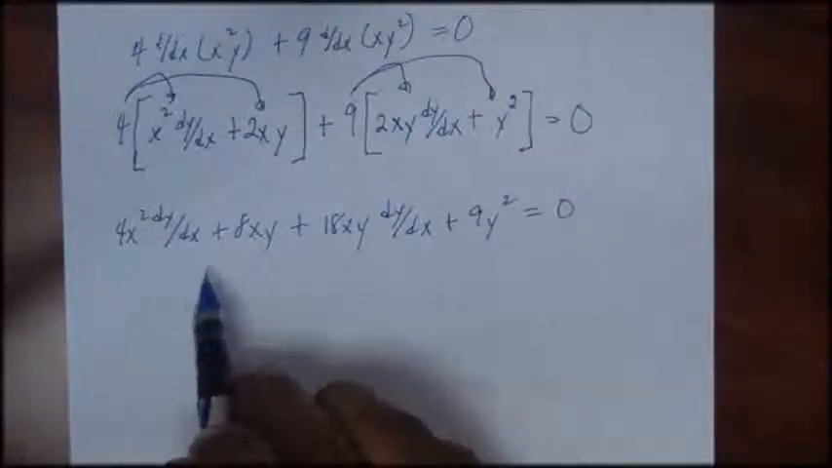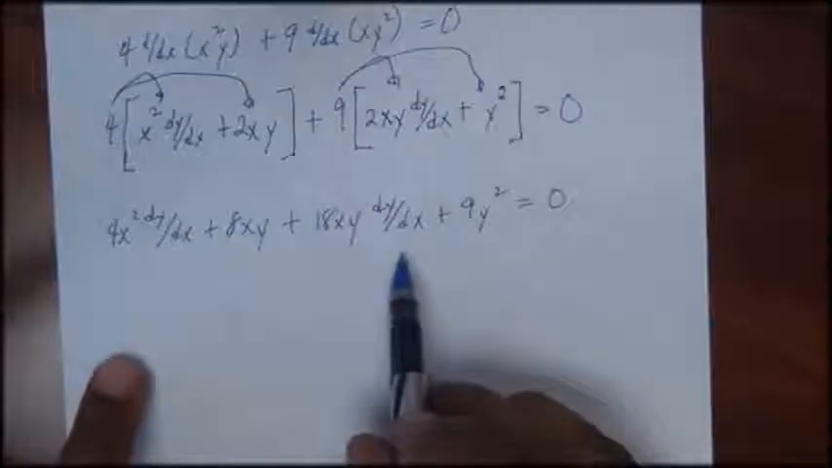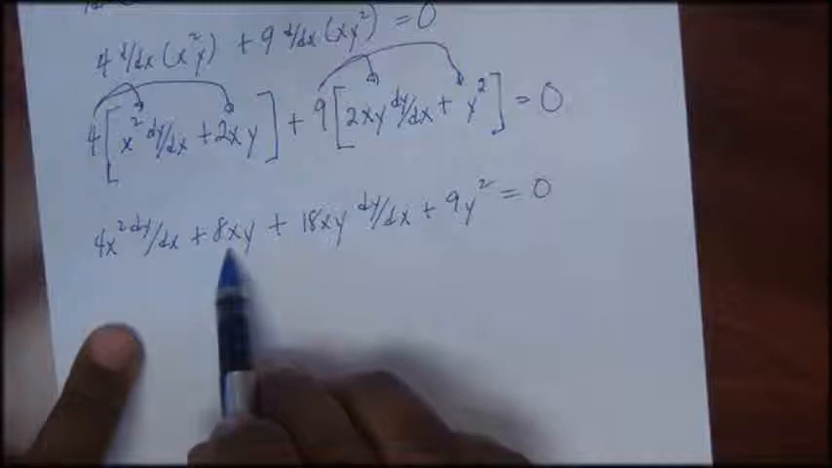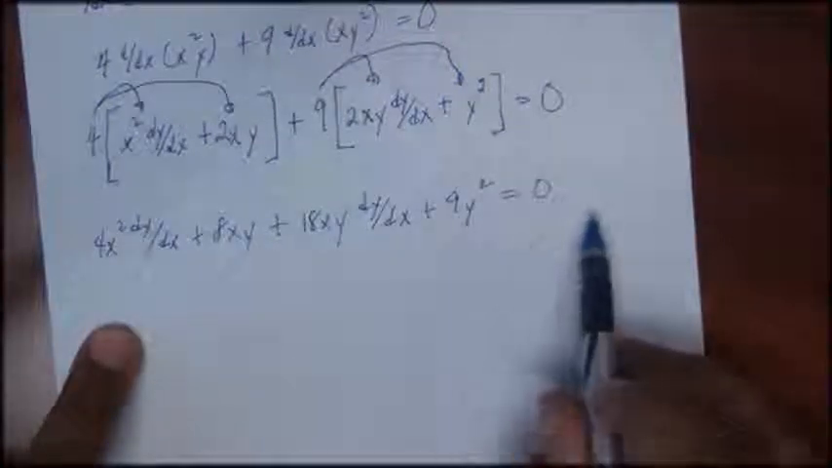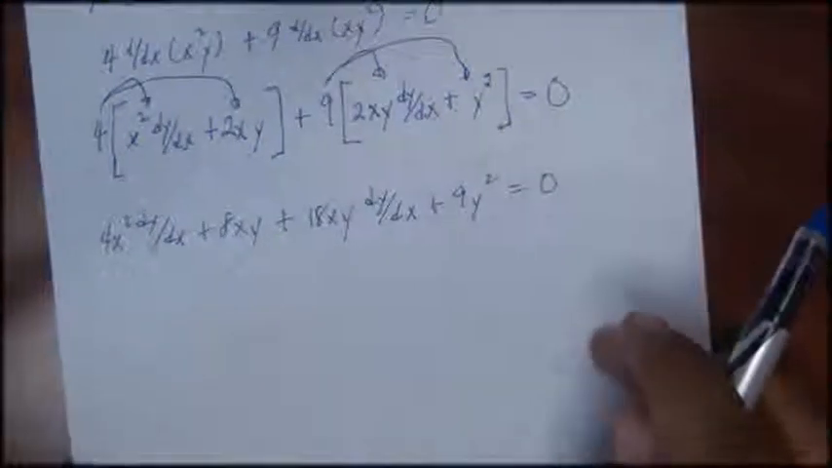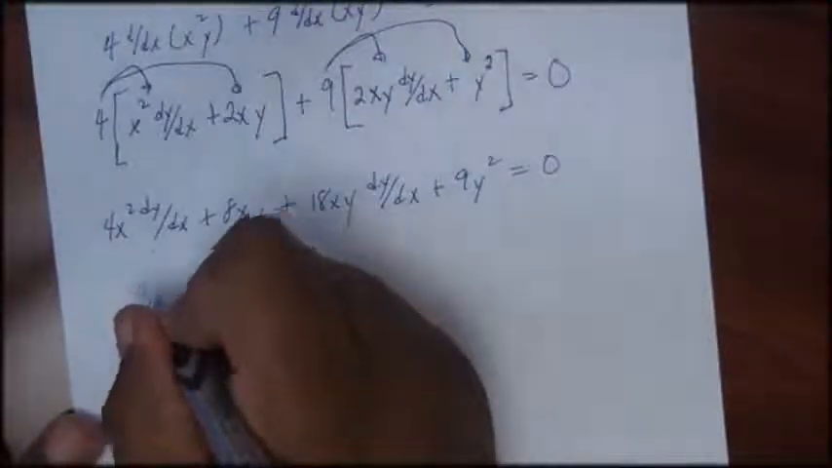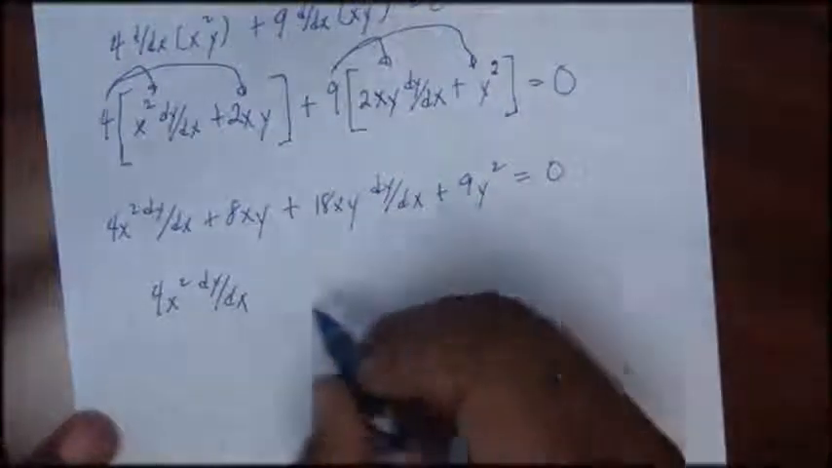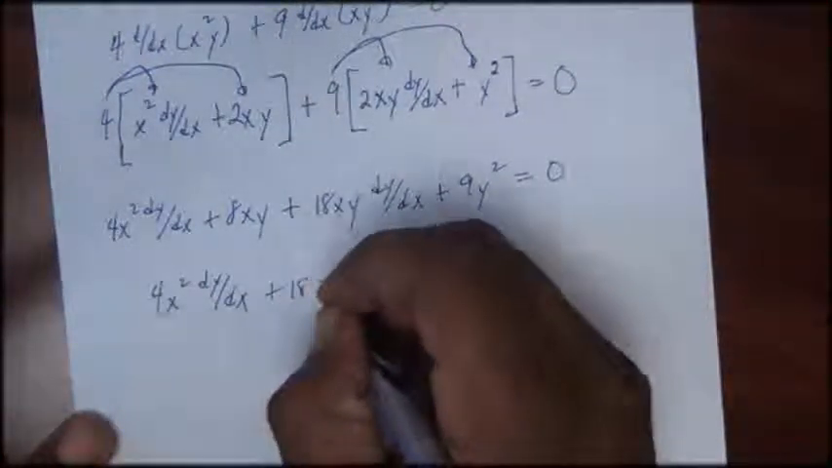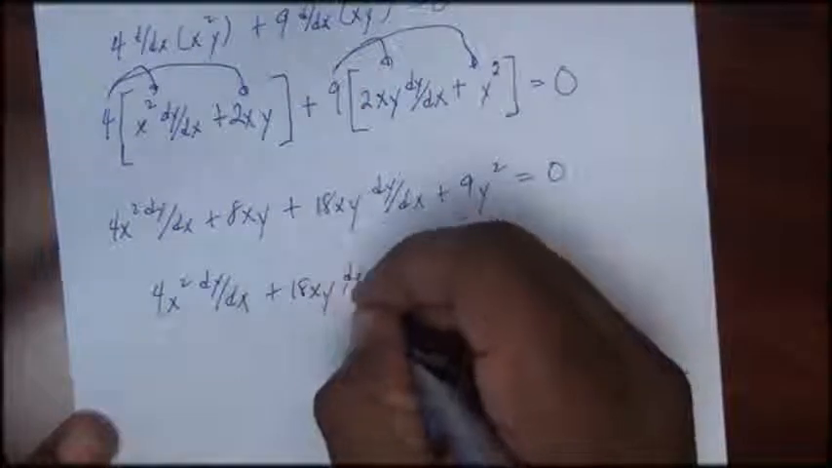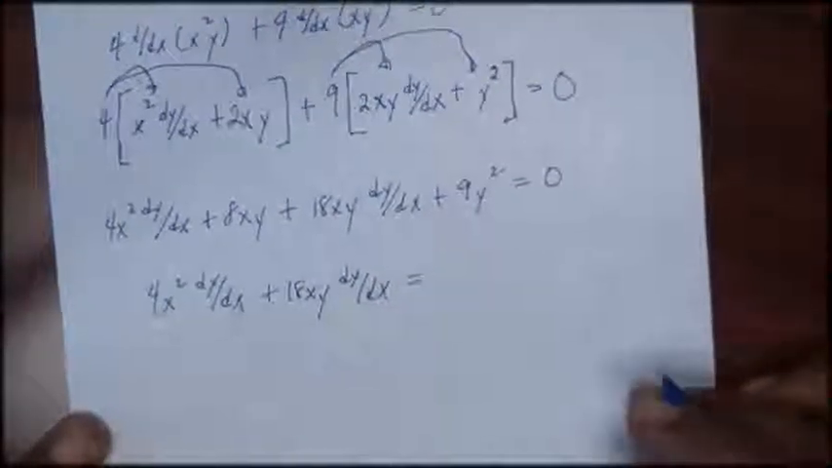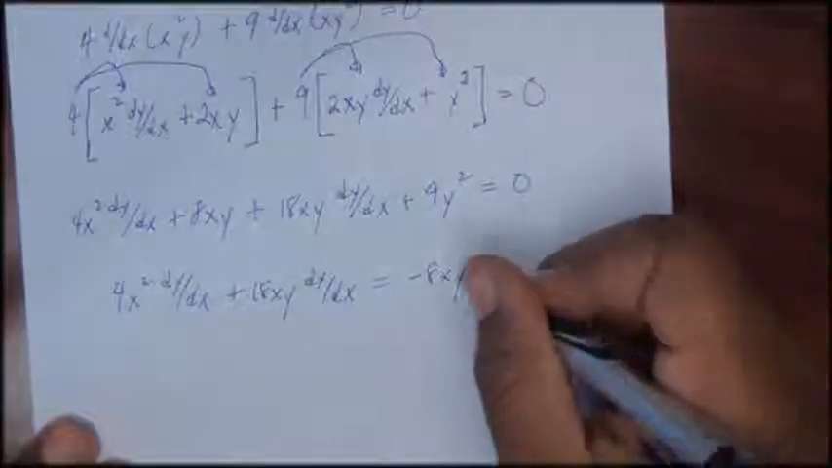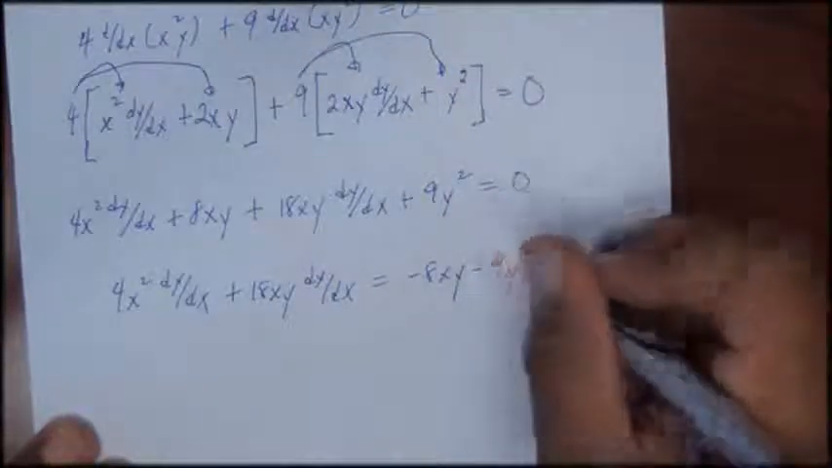Next we'll collect the dy/dx terms on one side, and they're already on one side together, so we'll simply subtract 8xy and 9y squared from both sides. So we're left with 4x squared dy/dx plus 18xy dy/dx is equal to negative 8xy minus 9y squared.